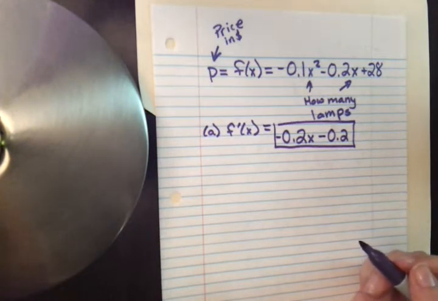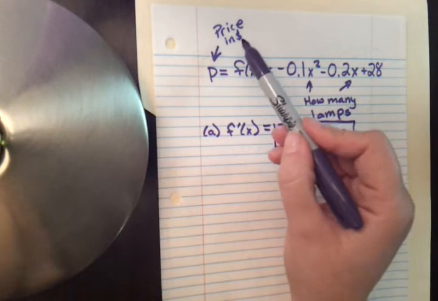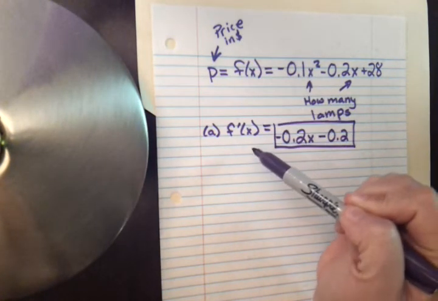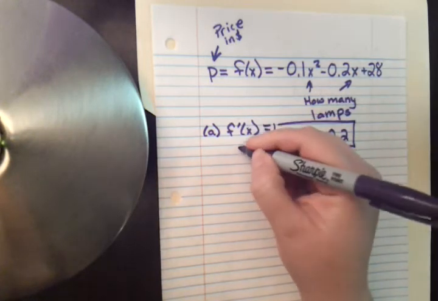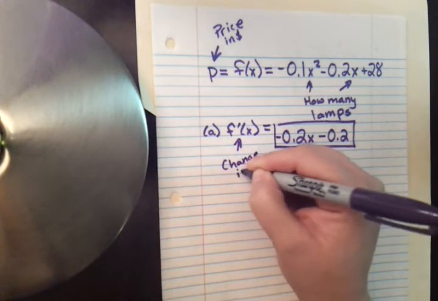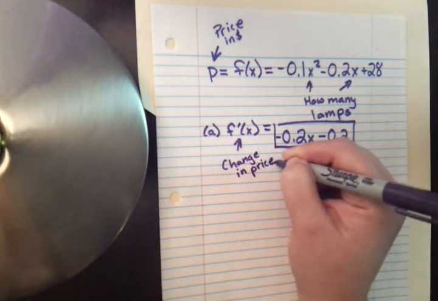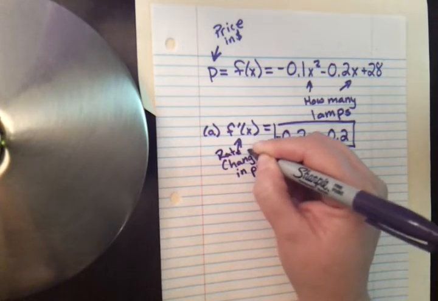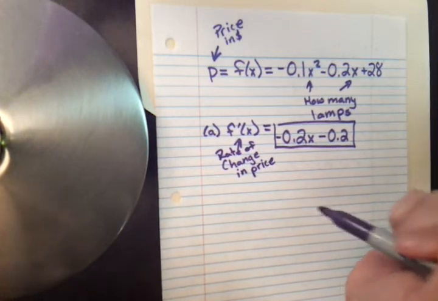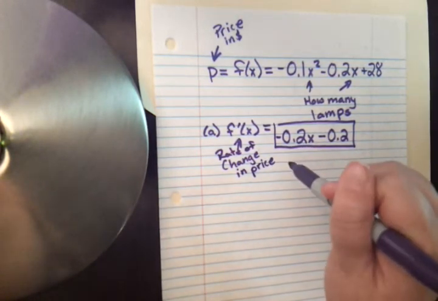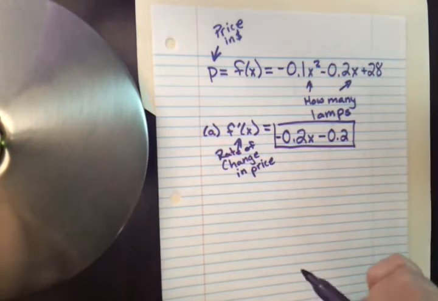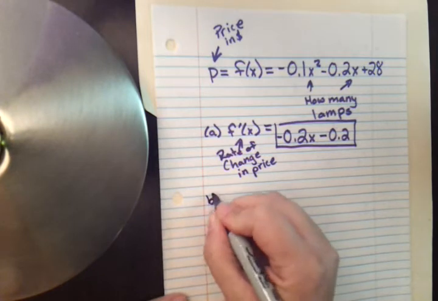What does that tell us? Let's think about that for a second, because the original function gave us price in dollars, and the derivative gives us the rate of change. So this is going to be the rate of change in price. If we have a question later on that asks us for the rate of change, we're going to use the derivative. If we have a question that asks us for the actual price, then we'll use the original function.